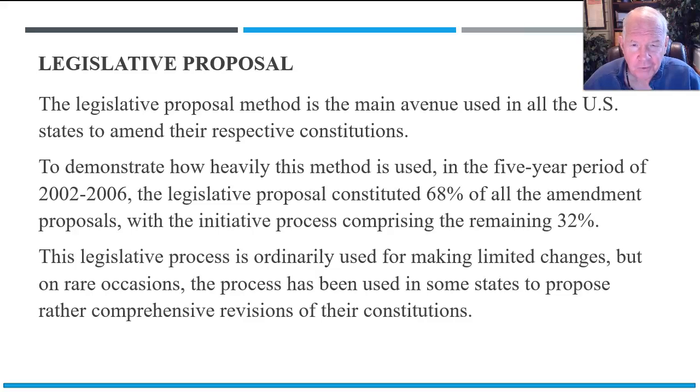The legislative proposal method is the main avenue used in all U.S. states to amend their respective constitutions. To demonstrate how heavily this method is used, in the 5-year period 2002 to 2006, the legislative proposal constituted 68% of all amendment proposals, with the initiative process comprising the remaining 32%. This legislative process is ordinarily used for making limited changes, but on rare occasions the process has been used in some states to propose rather comprehensive revisions of their constitutions.